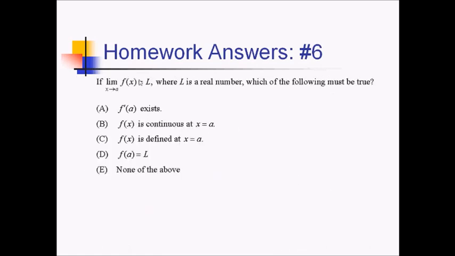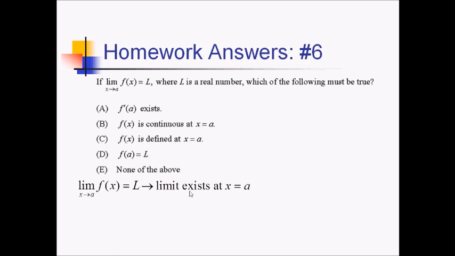On this problem, we're told that the limit as x approaches a of some function equals L, and L is a real number. So they're basically saying the limit exists. Based off of that, which of these has to be true? All right, so again, this statement means our limit exists at x equals a. So we're seeing if that implies that the derivative exists, the function is continuous there, the function is defined there, and the function equals the limit there.